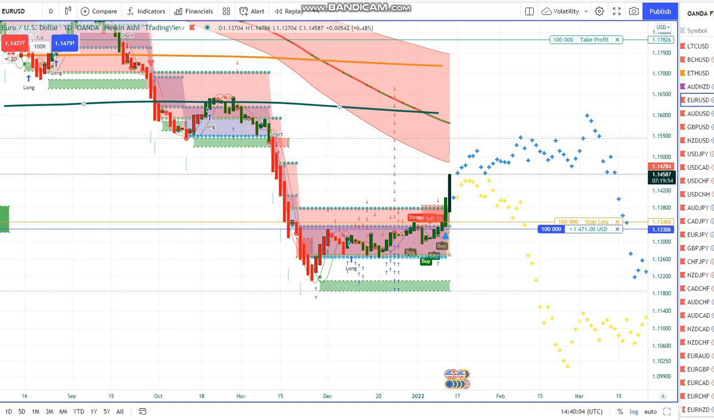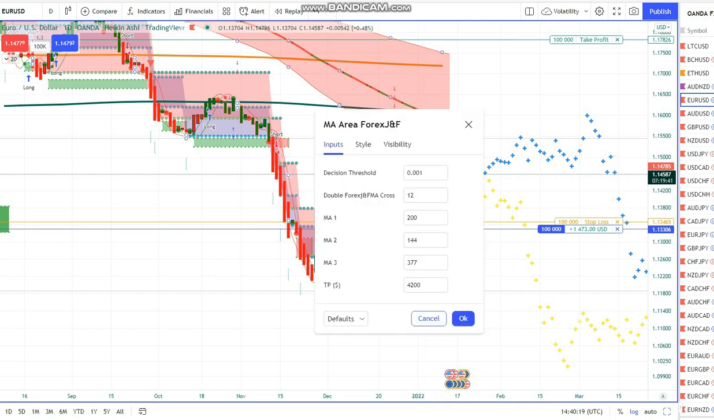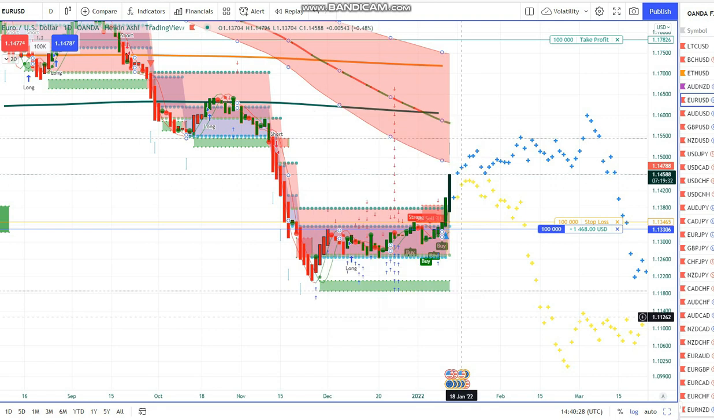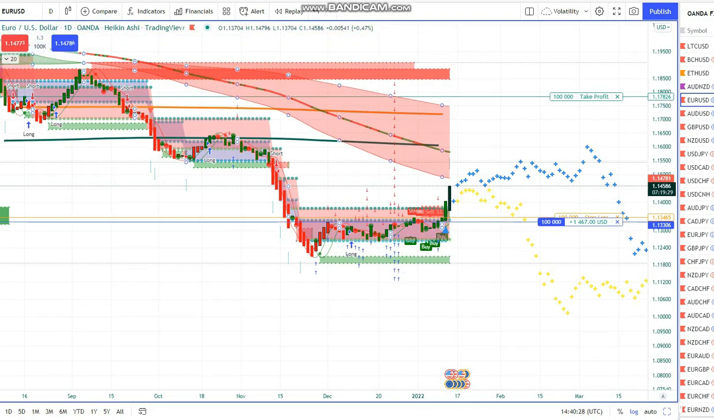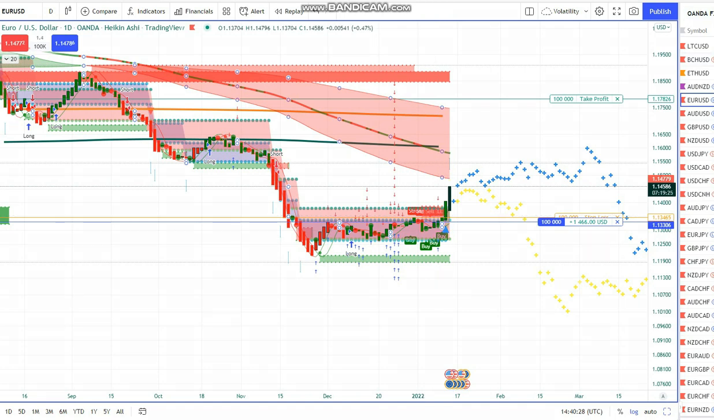All right, then what do we have else? I have here another indicator. This indicator is a Forex JF indicator showing you the moving average area. And this moving average area is a cloud of support resistances, because we have seen in the past the price may move up over or break up a moving average, a long-term moving average, in this case 200.